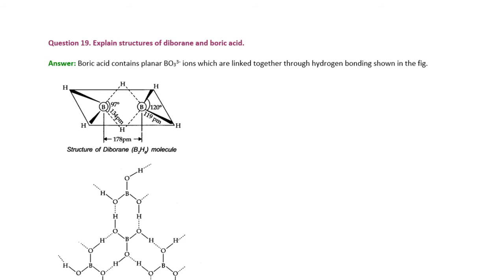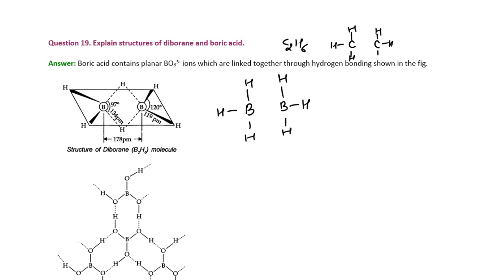See, in B2H6, there are two BH3 units, but its structure cannot be like ethane. In ethane, each carbon is left with one electron, therefore they can form a bond with each other. But here, there is no such electron. That's why a simple structure cannot be formed.